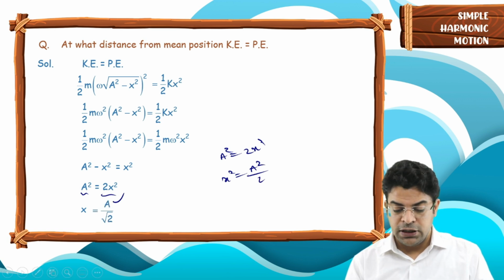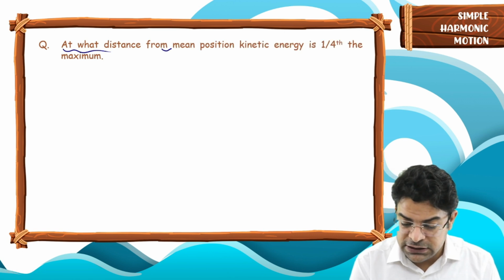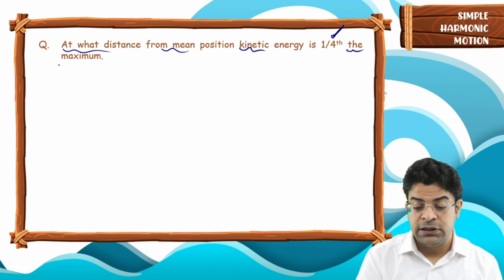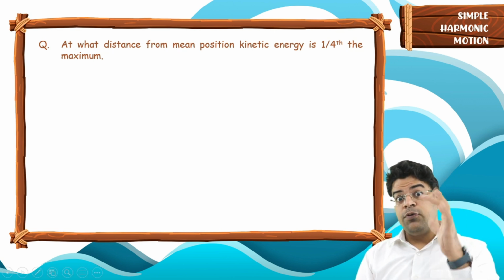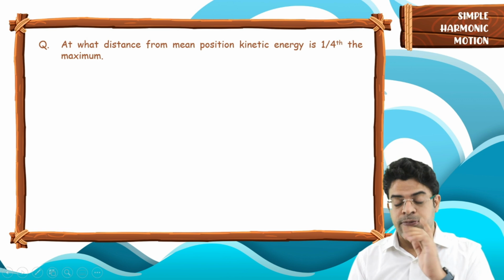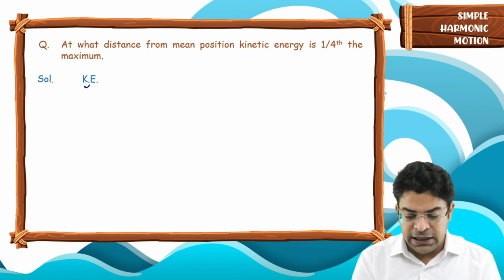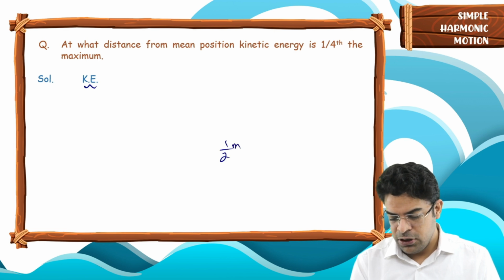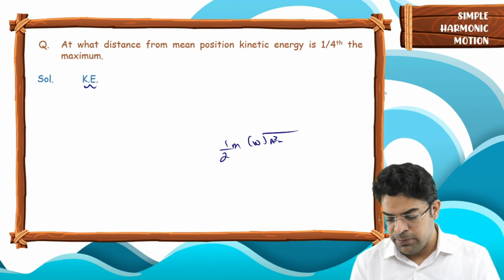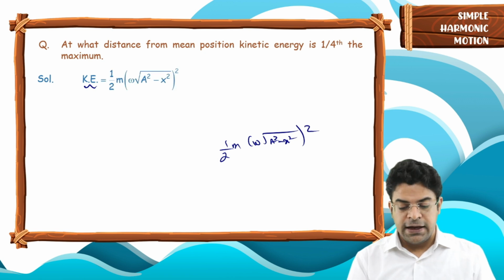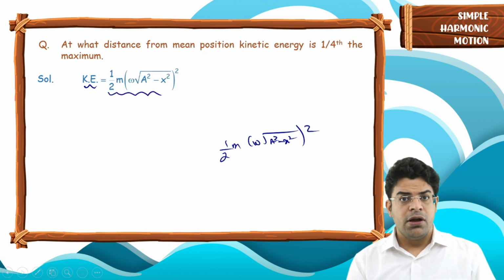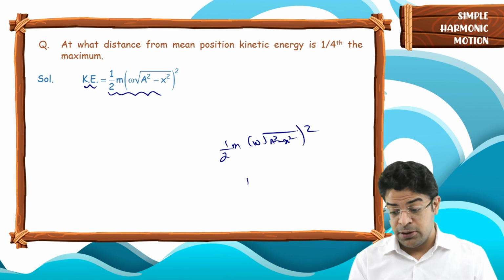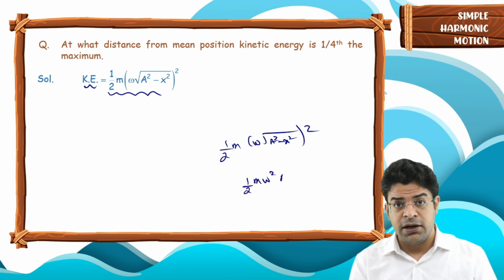So let's move on and see the next example. At what distance from the mean position is kinetic energy 1/4 the maximum? Kinetic energy is 1/4 the maximum at what distance from the mean position? So kinetic energy at any random position is given by half m into omega under root of a square minus x square whole square. Now you want this particular kinetic energy to be 1/4 of maximum, and the maximum kinetic energy is half m omega square a square.